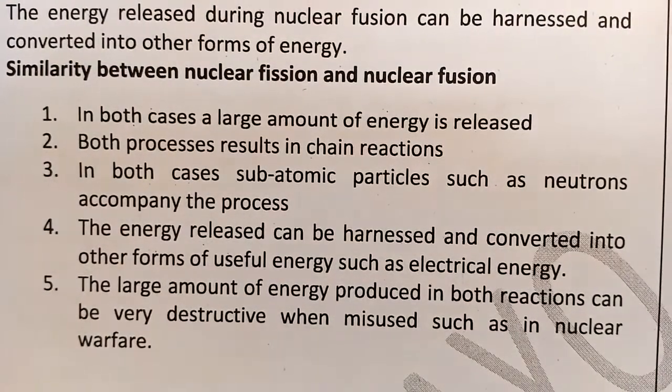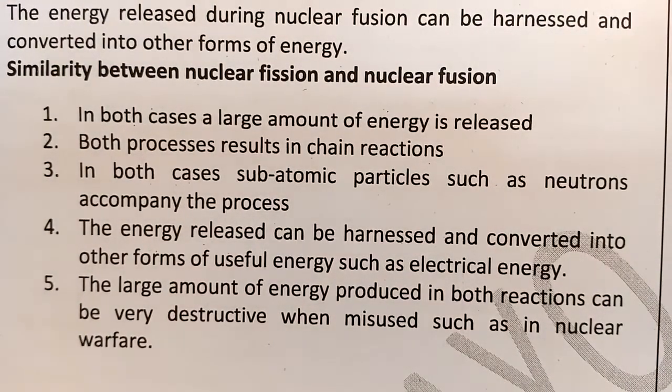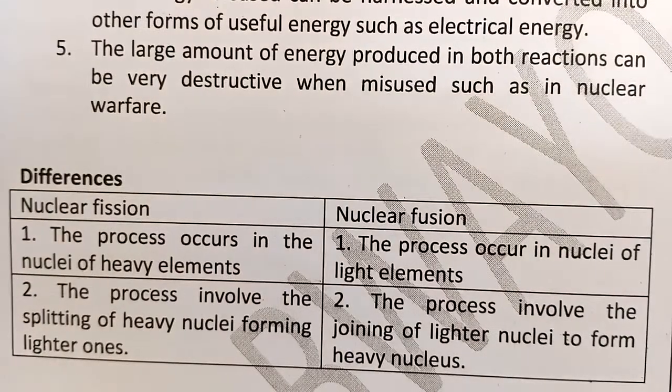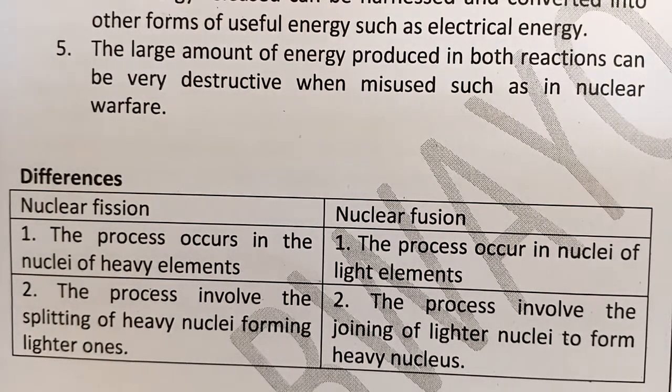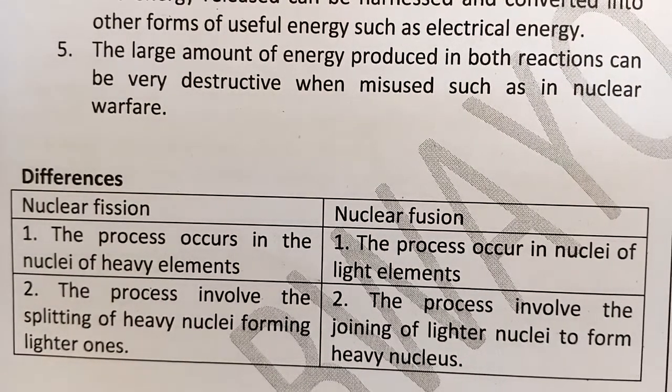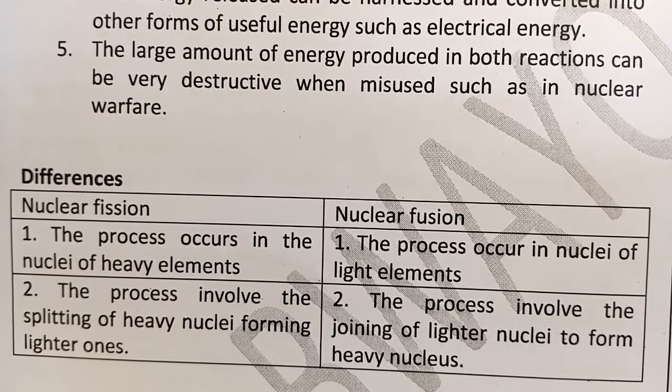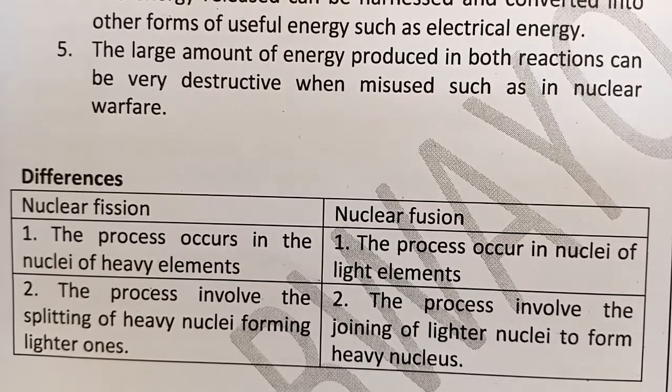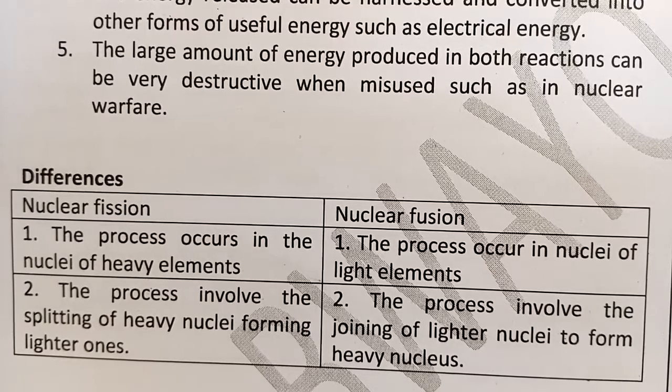Now let's consider the differences between nuclear fusion and nuclear fission. So the differences between nuclear fusion and fission, just two. In fusion, the process occurs in nuclei of light elements, while in fission, the process occurs in the nuclei of heavy elements, those that have very large mass.